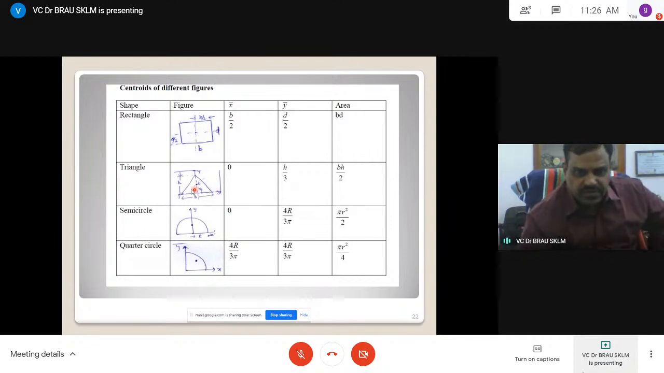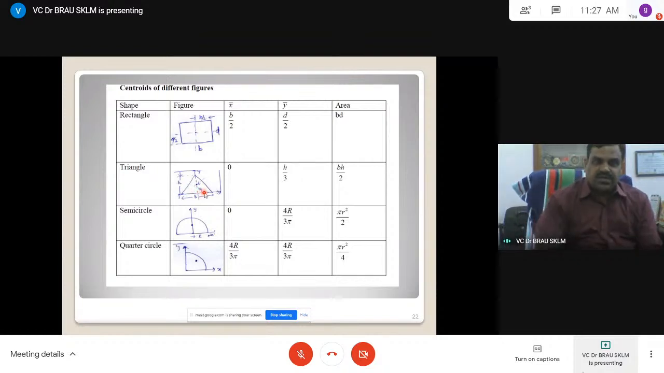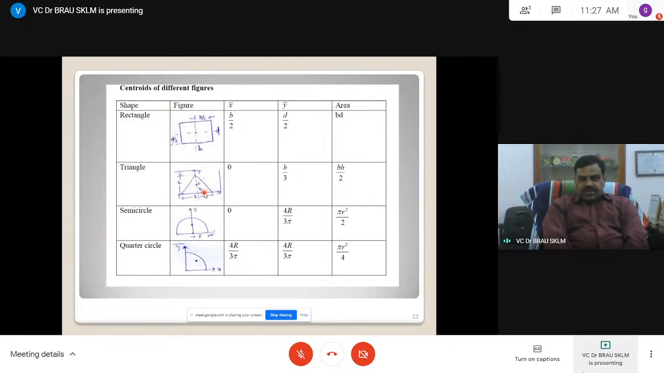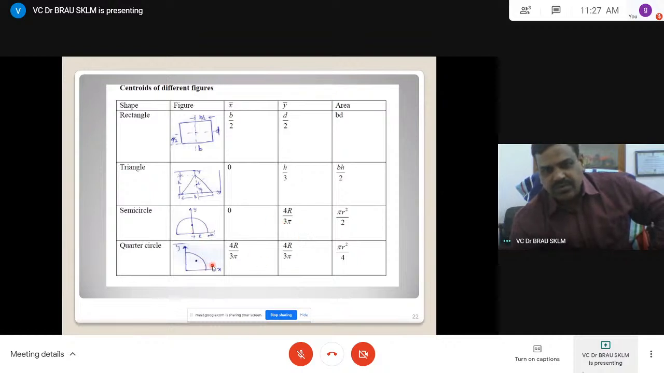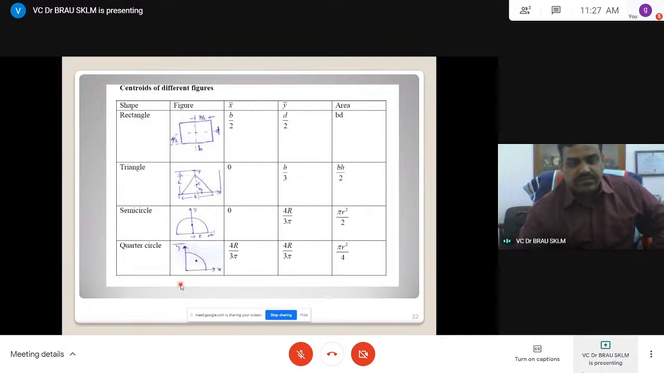Now what we have already seen, find out the centroid of a given system. Half base into height. The x component and y component: the y component is h by 3, and the x component is 0 because of symmetry. Now the semicircle: x is 0, y is 4R by 3π by symmetry. Just now we derived it. For the quarter circle, this is 4R by 3π already.